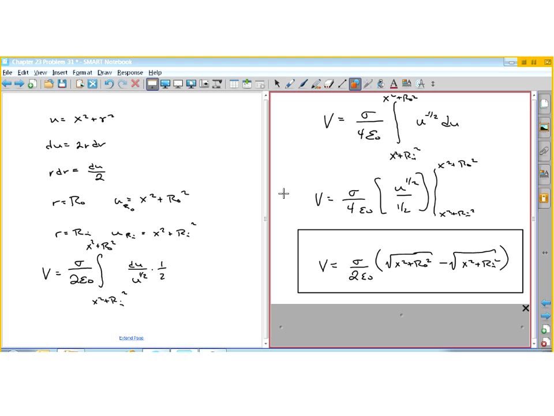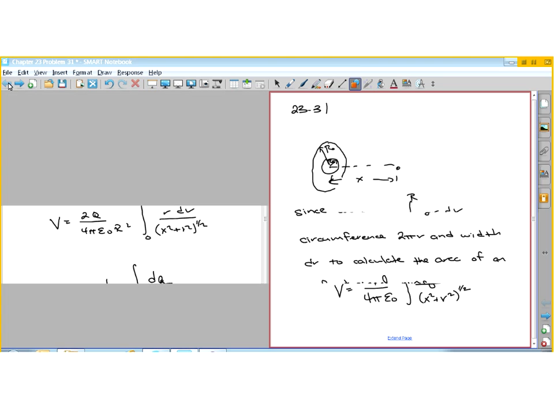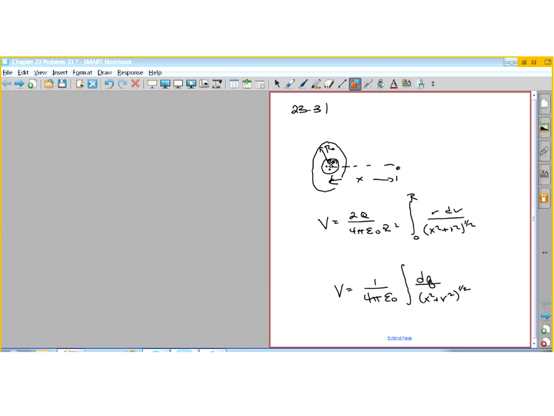So that's the potential at a point x away from the center line of this ring, which has an inside radius of r sub I and an outside radius of r sub O.